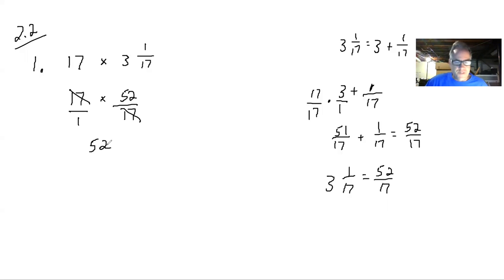All right. Number 2 is exceedingly easy. It says, what's the reciprocal of 6/7? And so here's that word reciprocal.